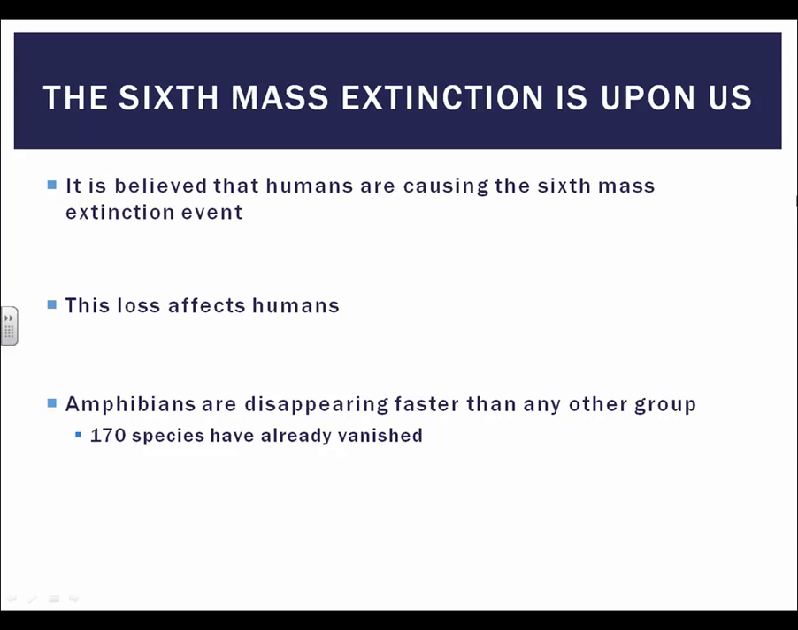We think that the 6th mass extinction is upon us, and we believe that humans could be the cause for this sixth mass extinction event. One of the reasons why we think this is occurring is because of amphibians. They're disappearing faster than any other group. We believe that this is occurring because of a couple of different things. One, amphibians live in both water and on land. Amphibians also have permeable skin, meaning things can pass through the skin, so they easily absorb pollutants and they're susceptible to changes. And already 170 species have vanished and are no longer here.